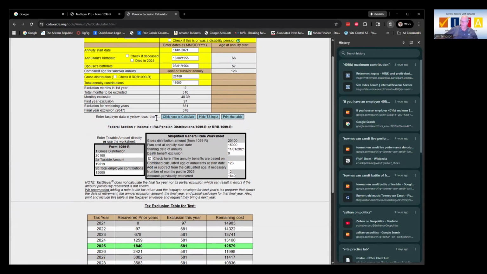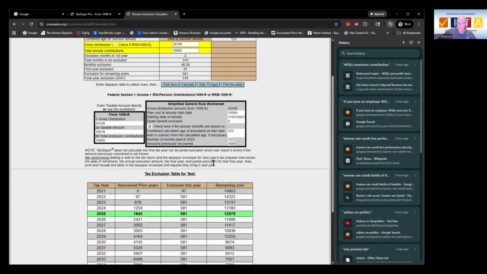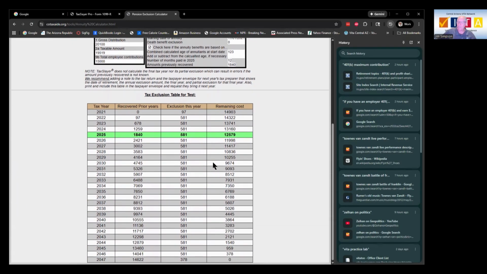Now look what it's done for me here. It's showing me the same thing we just came up with a minute ago from TaxSlayer: 19,519 is taxable. But then look what it does here. It gives me a table for every year. Like her first year, she only got to exclude $97 because she only had it for 2 months. Then every year it's going to be the same 581, except for the last year.